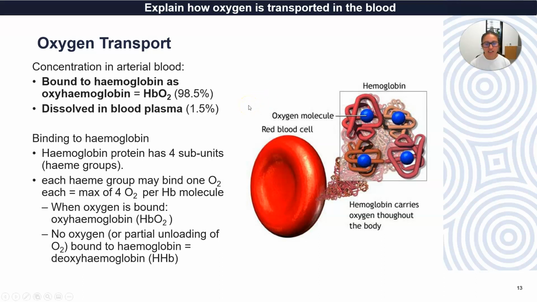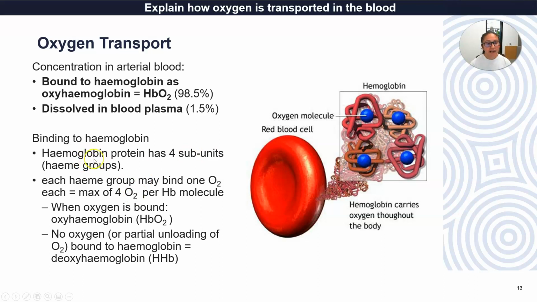Hemoglobin is an oxygen carrying machine. It can carry 4. Look at that. 1, 2, 3, 4. So that's one way that we can carry oxygen around in our blood, and that's the major way. The other way that we can carry oxygen is just dissolved in plasma.